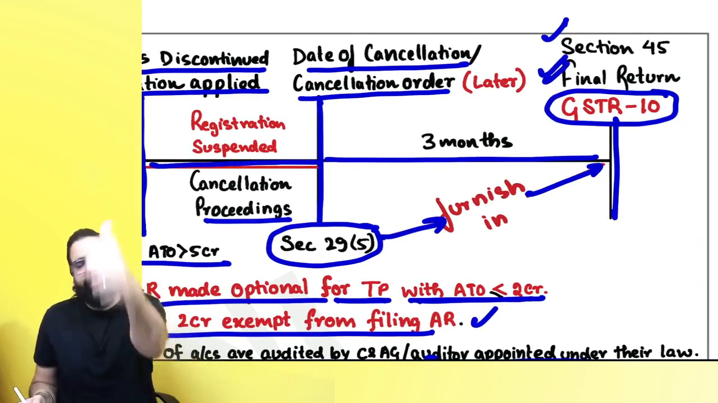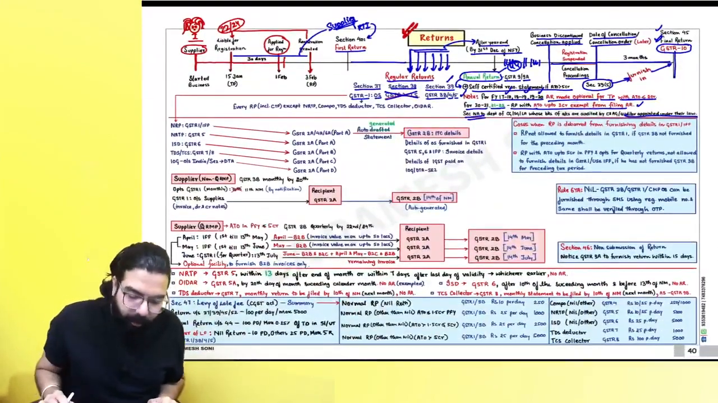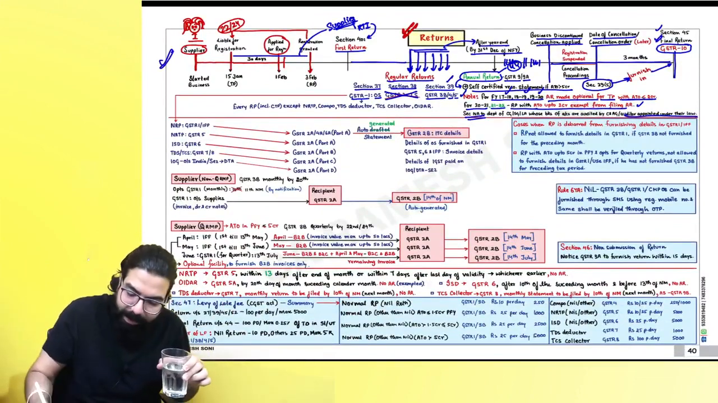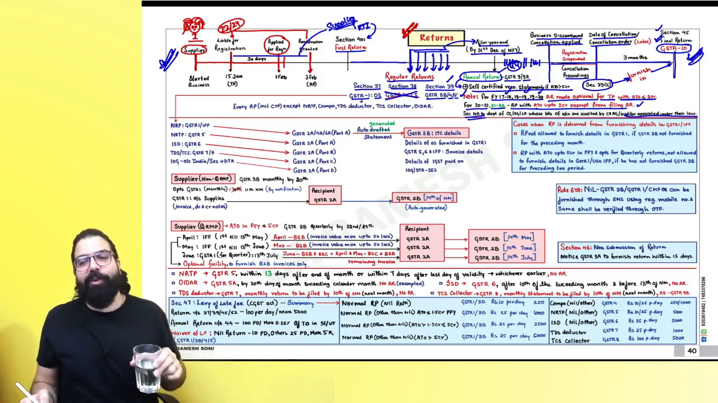Is everyone there with me? Can we go ahead? Now, this was the first part of your returns which I told you from the very beginning till the end, from saying hi to GST till saying bye to GST.